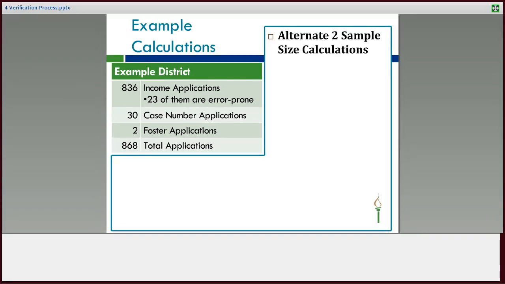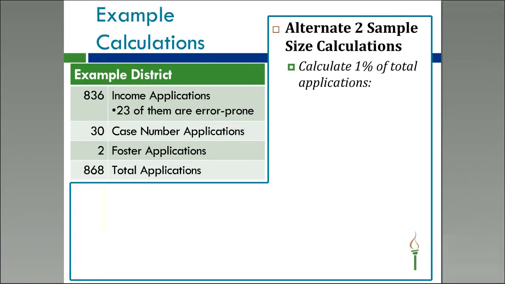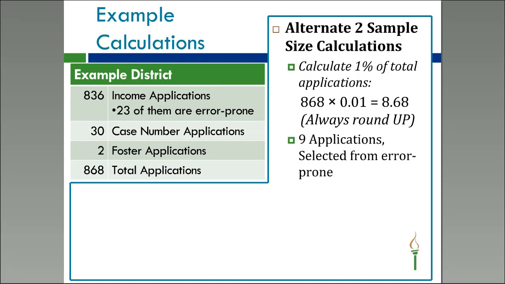This time we'll calculate the alternate 2 sample size. So this is a little different because first we'll do 1% of the total applications. So 868 times 0.01 is 8.68 applications. We always round up, so we'll verify 9 applications, and those we have to select from the error-prone applications. So we'll select those 9 from these 23 error-prone applications.